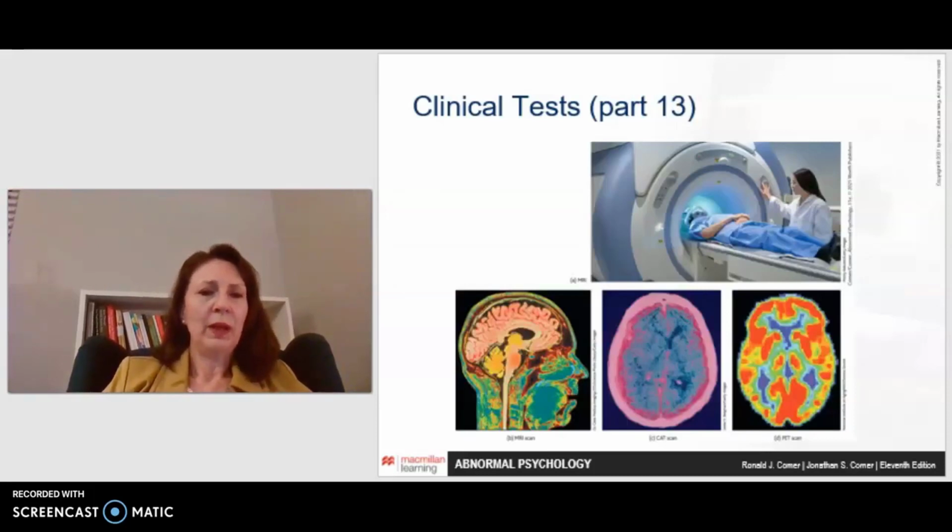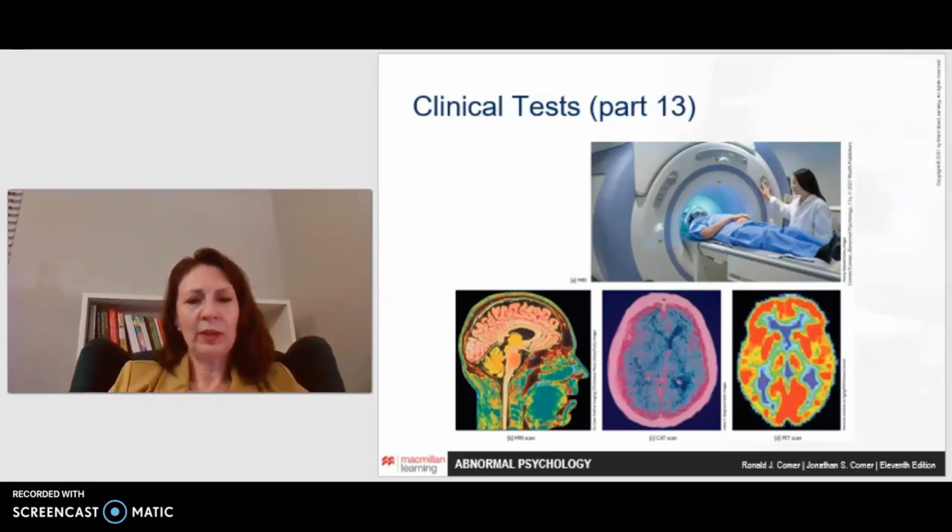The more common tests that we see that are given to look at brain functioning are things such as an MRI, and you can see a normal MRI there on the left. There's a CAT scan in the middle that reveals a mass of blood within a brain. And then on the right-hand side, there's a PET scan that shows which areas of the brain are active with red, orange, and yellow when the brain is being stimulated.